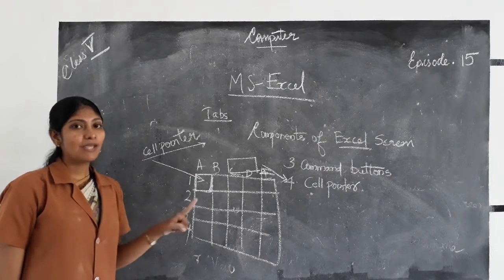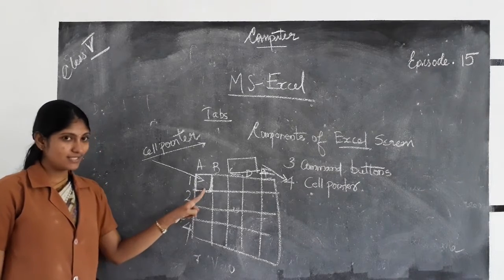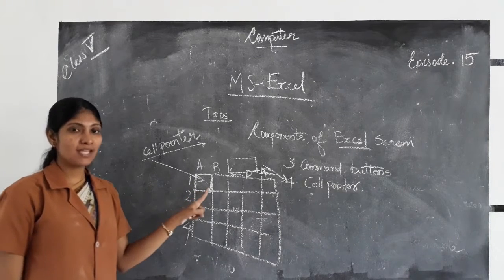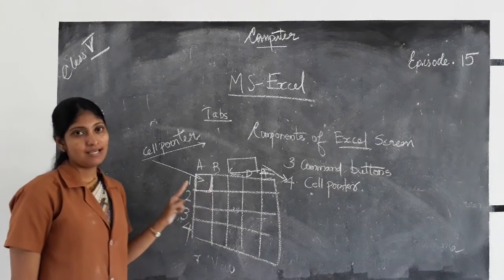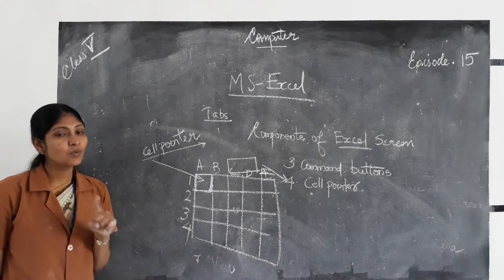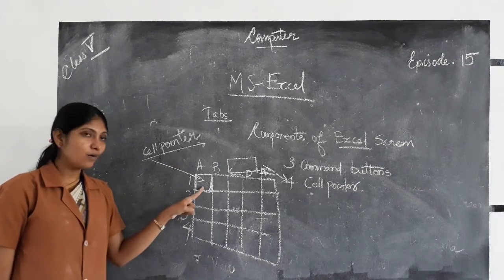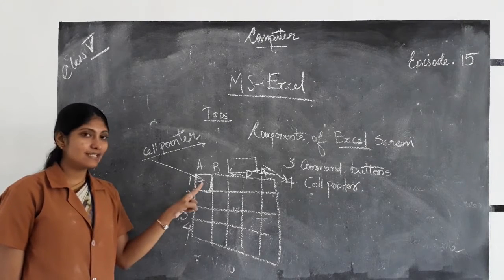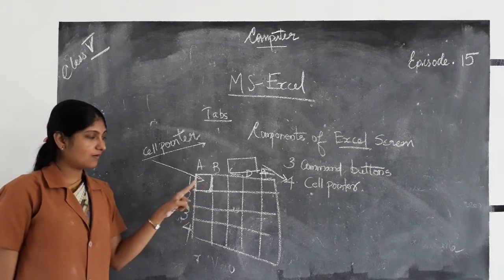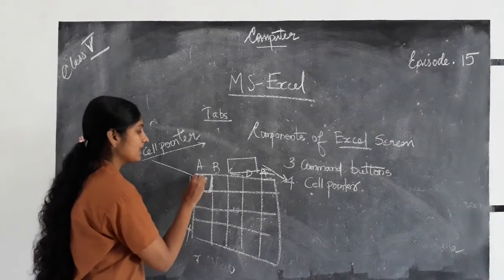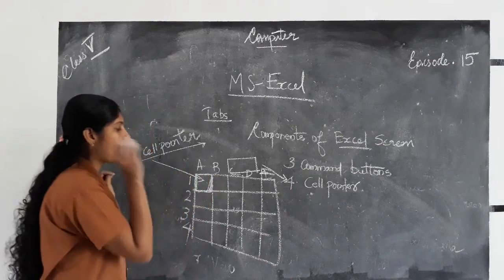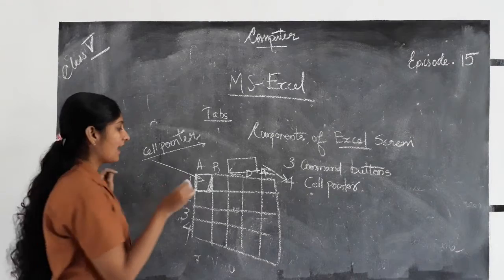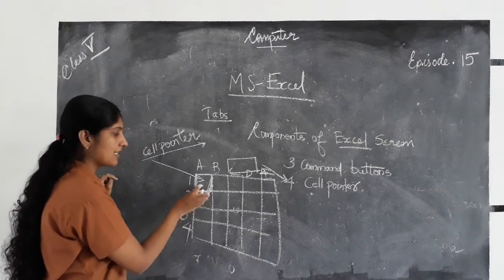If you want to enter any data in the cell, first you have to make that cell active. That means when you want to enter any data in this particular cell, you have to make sure that the cell is active. Alright? So first click on a particular cell and that makes it active, and then you can enter any data.